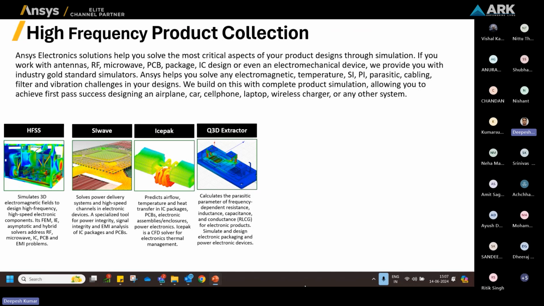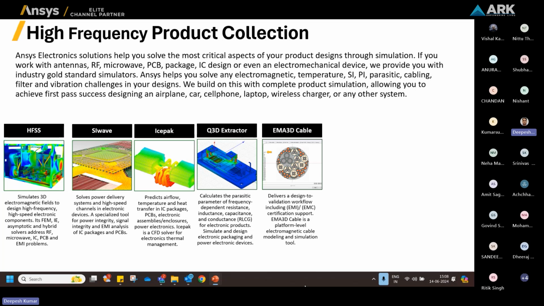The application can be a PCB where we want to extract the inductance and the capacitance. It can be used for bus bar parasitic extraction, like resistance at a particular frequency, or capacitance at a particular frequency in a cable. So it's a supporting tool for HFSS and SI wave. If you want to deep dive more into the analysis, you can use the Q3D tool. Okay, so now EMA 3D cable.